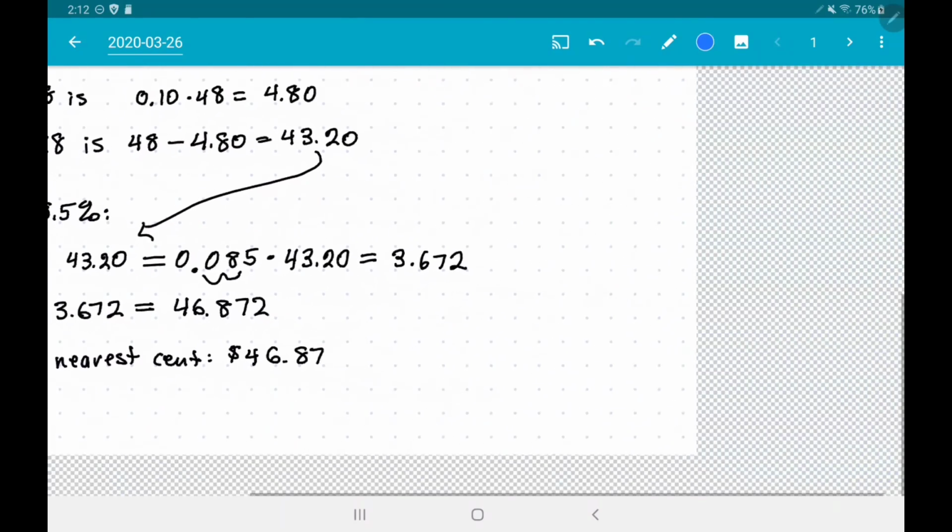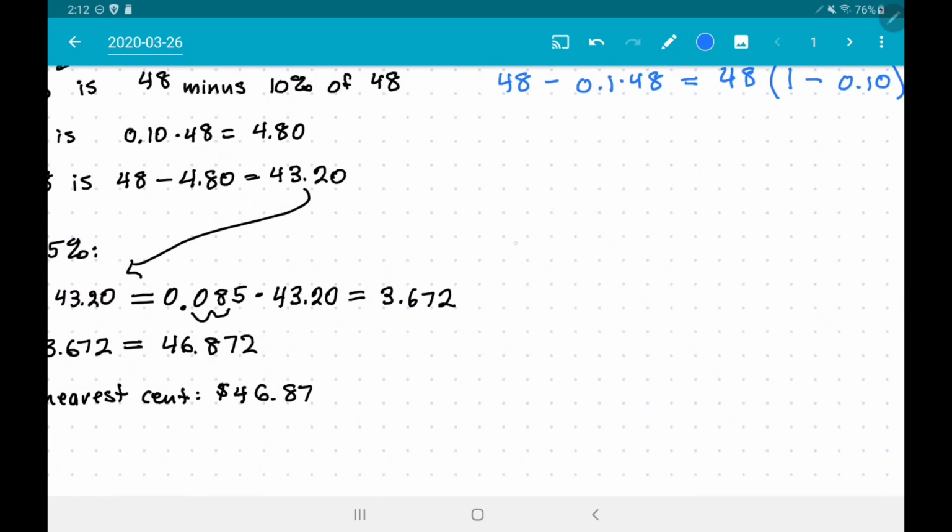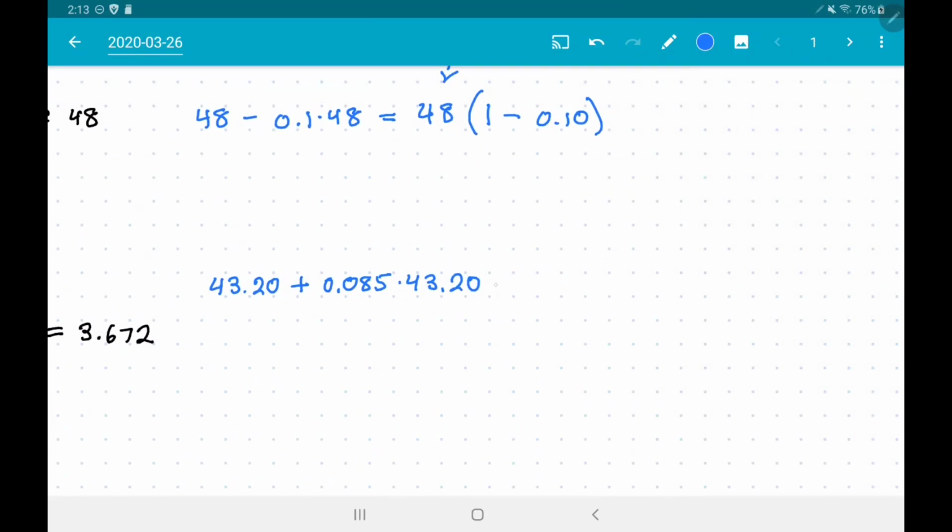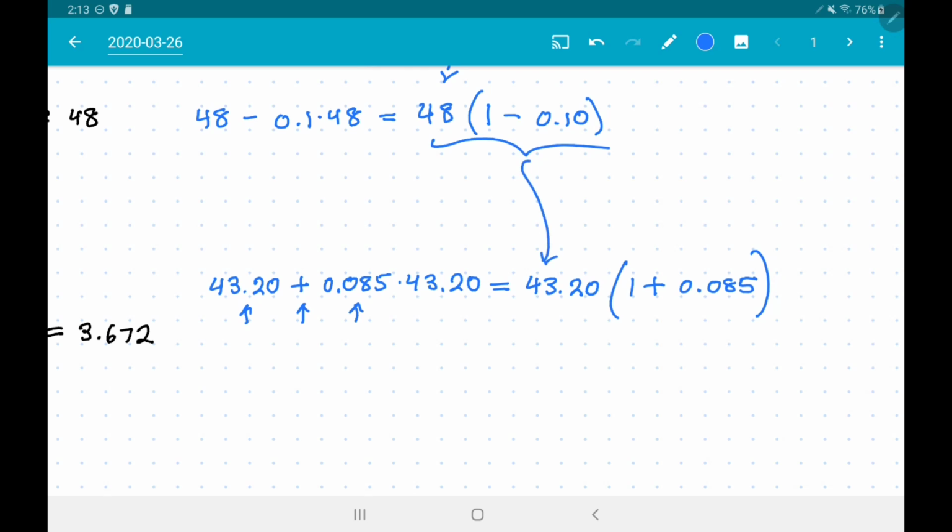And the 48 is the result of the first stage. Then we did the tax, and the calculation we did there was 43.20. This time it was added because it was tax. 0.085 times $43.20. Again, I will factor out the $43.20 this time. I need a 1 there. I need addition, and then I need 0.085. And again, where did the 43.20 come from? That was from the previous step in the calculation.